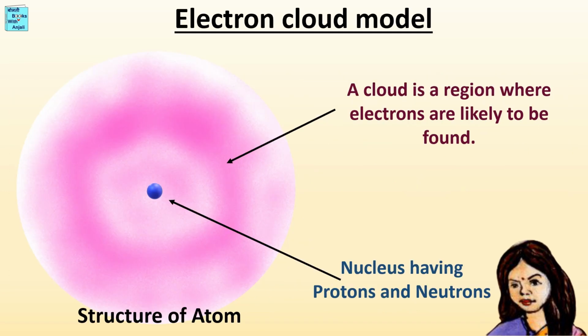This picture shows the electron cloud model of an atom. In an atom, there is a central nucleus having protons and neutrons. Around it, electrons are in continuous motion at very high speed, forming a cloud called the electron cloud. The darkness of the cloud indicates where there is more chance of finding an electron. The darker the color, the more the chance that an electron exists in that area.